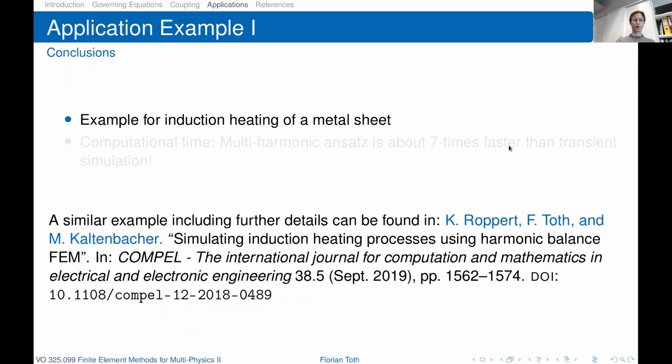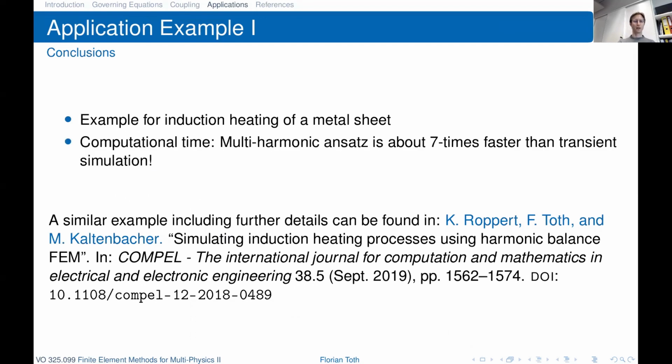So this was an example for induction heating of a metal sheet. Regarding computation time as information, the multi-harmonic answer was about 7 times faster than the transient reference solution in this case. So that's quite an improvement, especially if you want to, for example, optimize an engineering design. Here there's a reference where you can find details on a similar application example.